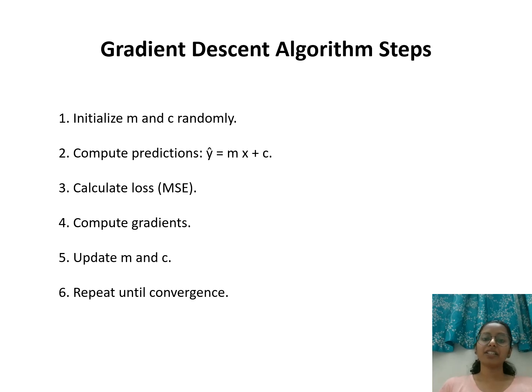Step 6. We repeat this process hundreds or even thousands of times until the loss becomes very small or stops changing significantly. When that happens, we say that our model has converged, meaning it has found the best possible values for M and C. You can imagine it like training: the model keeps practicing and adjusting itself until it becomes as accurate as possible. Every repetition makes it slightly smarter, and that's exactly what machine learning means, learning from errors.